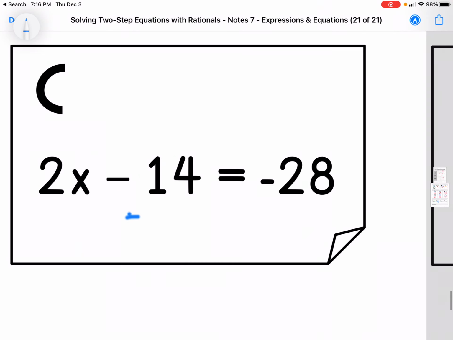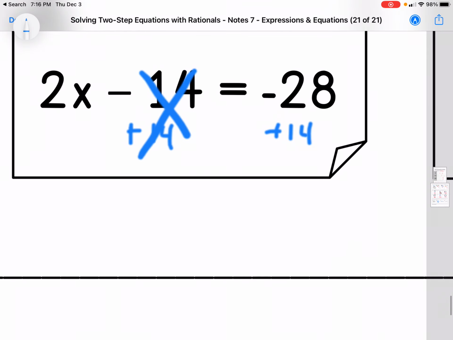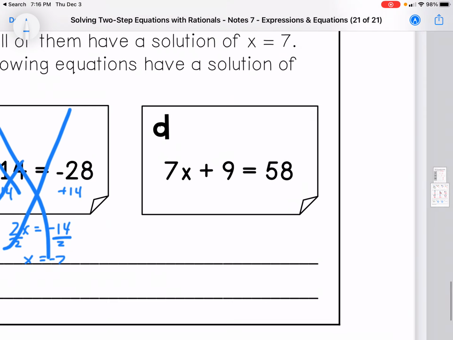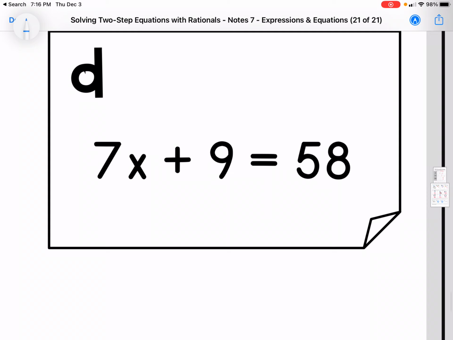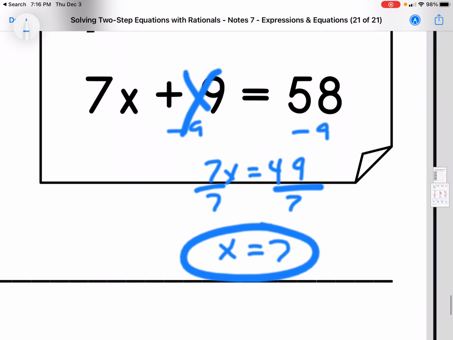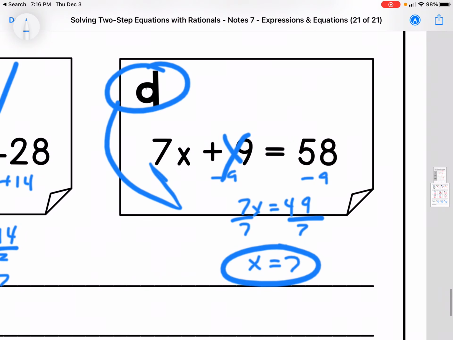So we're going to add 14 to both sides on this one. Those are going to cancel. I'm left with 2x equals negative 14, divided by 2. X equals negative 7. Nope, because that equals negative 7. We want a positive 7. Subtract 9. Go away. I'm left with 7x equals 49. Well, I believe I found the one. X equals 7. There's your justification, is your work.